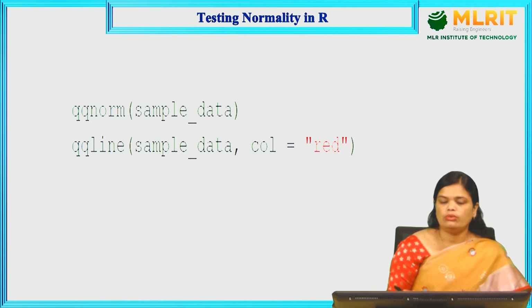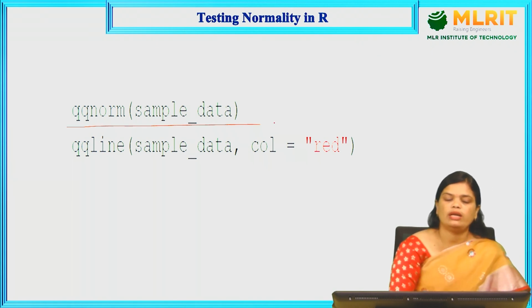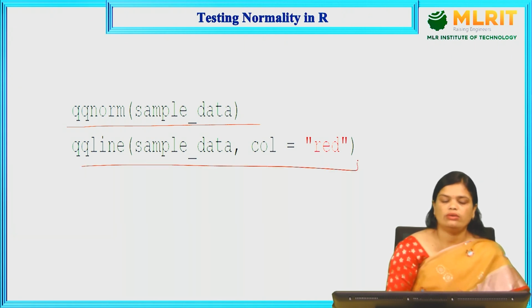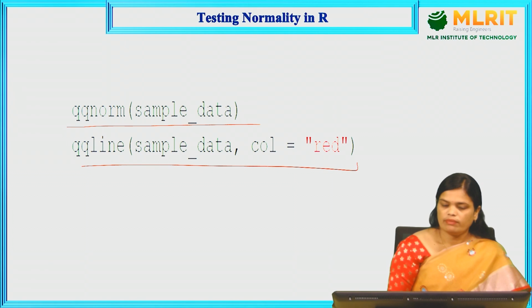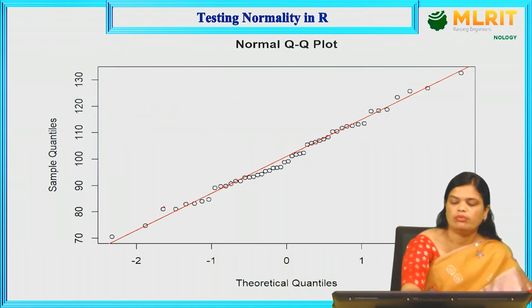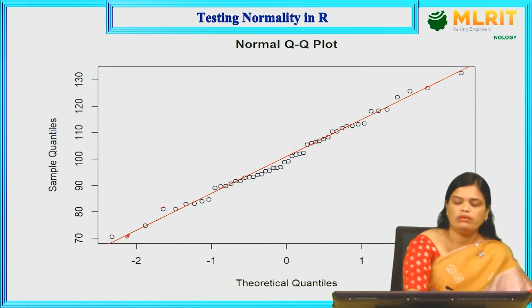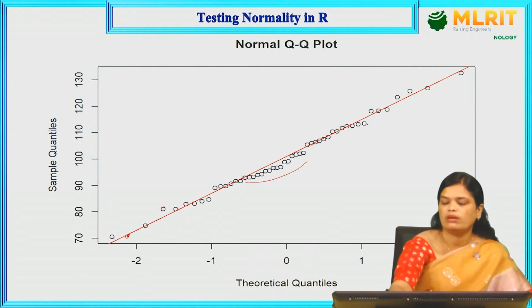And to test how the data points are spread, we are using the quantile plot. By using the quantile plot, we are assigning the sample data to qqnorm, and we have assigned the red color to the qqline data. Look at this one. These are the data points, and this is how the data points are aligned to normality. This is the normality level we have assumed, and the data points are mostly near to the red line.